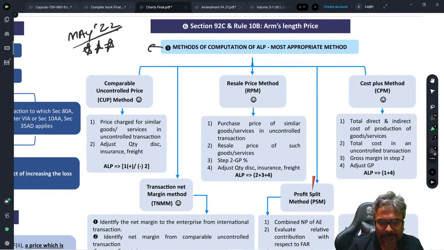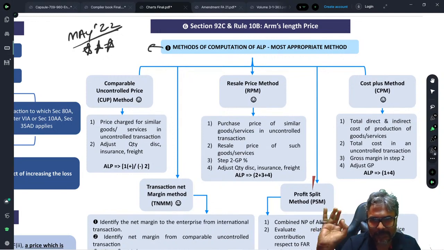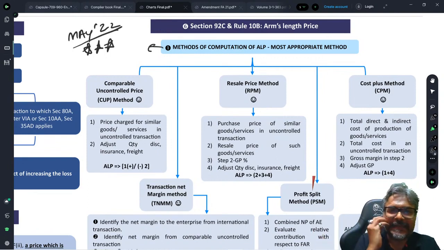The methods of determination of the transfer price under the transfer pricing provision. 5 methods are there, students. The CUP method. Thereafter, the resale price method. Thereafter, the transaction net margin method. Isn't it? And thereafter, the cost plus method. And finally, the profit split method, students. So let's try to decode each one of them.